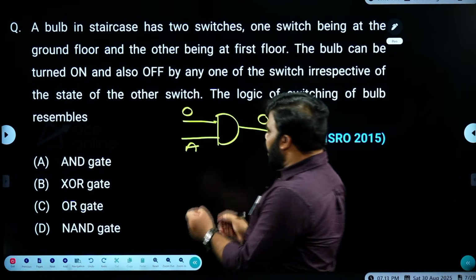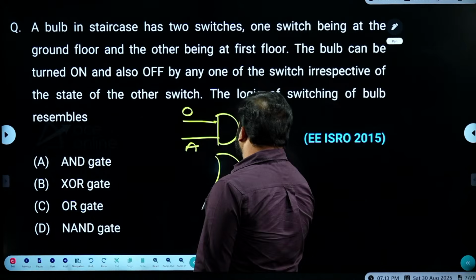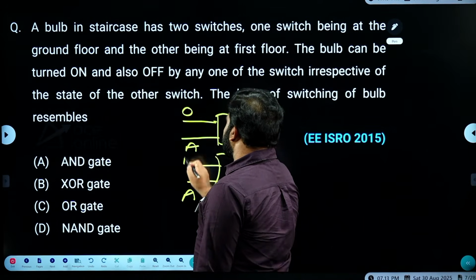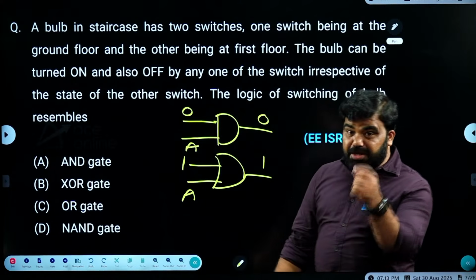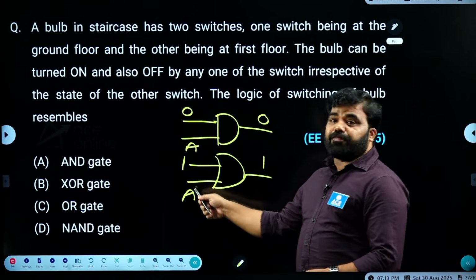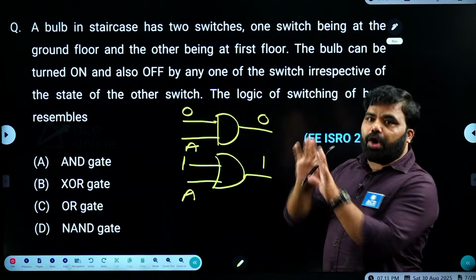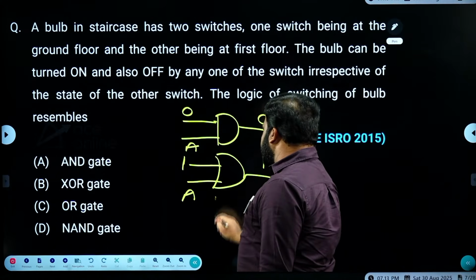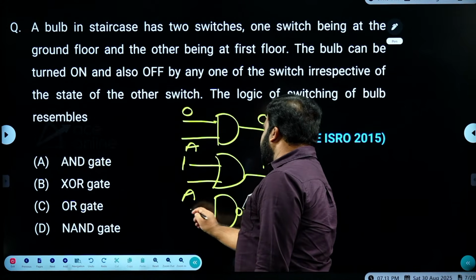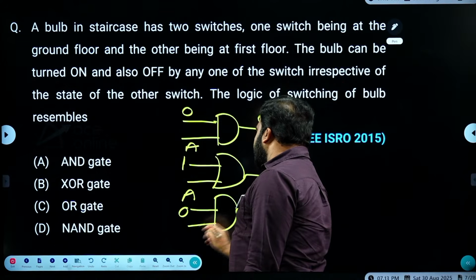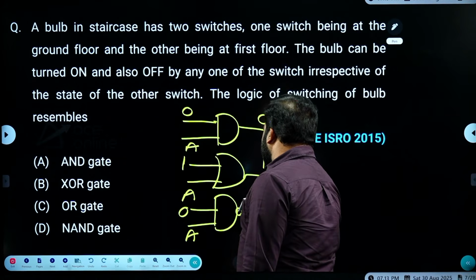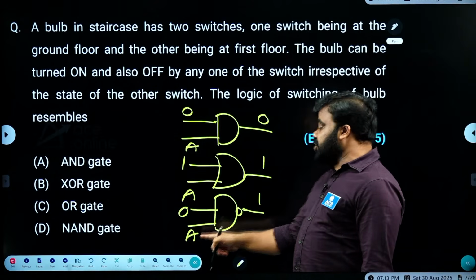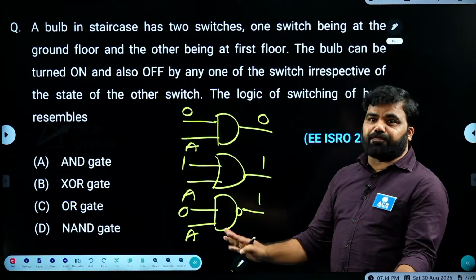So if I take OR gate also, for example, if one input is 1, irrespective of the other input, output is 1. That means if one switch is on, irrespective of the other switch, it is going to be on always. We cannot switch off. So coming to NAND gate, if I say that one input is 0, irrespective of the other input, output is 1. Means if one switch is off, by using the other switch, it is not possible to switch off at all.